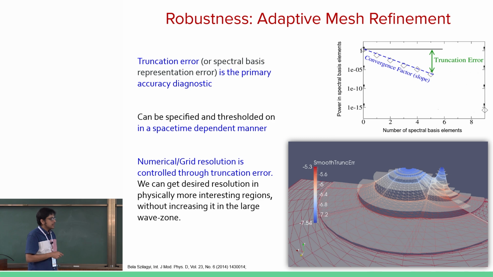So how do we make sure that our simulations are stable for long times, and our simulation technique adapts to the needs of the problem on its own dynamically? One key ingredient in doing that is something called adaptive mesh refinement.